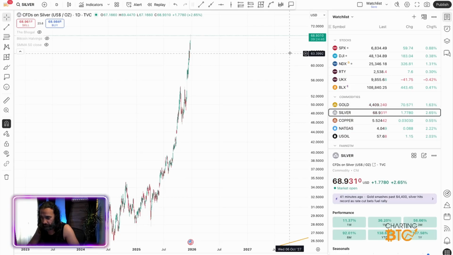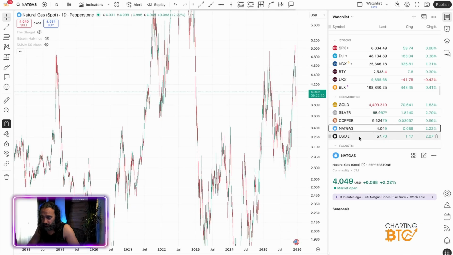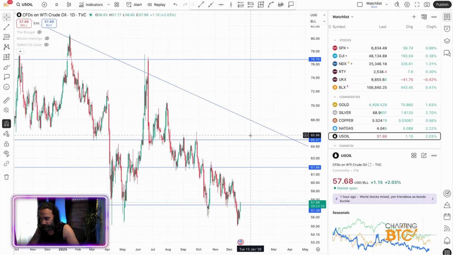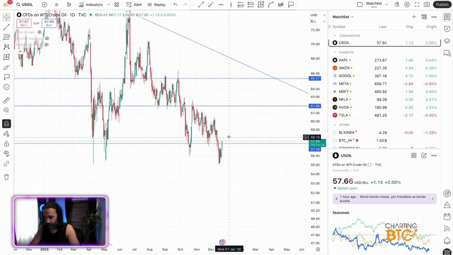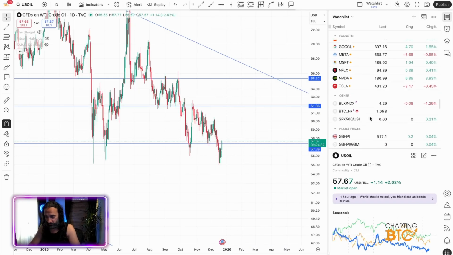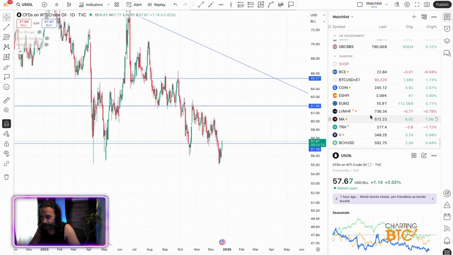Silver is going crazy. I don't even have any lines to draw in here. I probably should at some point. Copper's doing really well. Natural gas. US oil has somewhat recovered, so that's a good thing. We definitely don't want this to continue to crash because that doesn't normally mean good things for the economy.